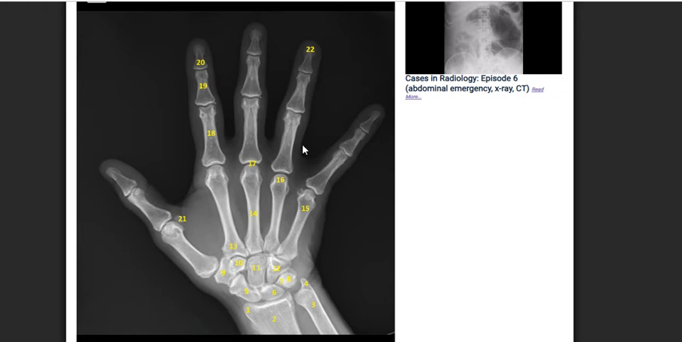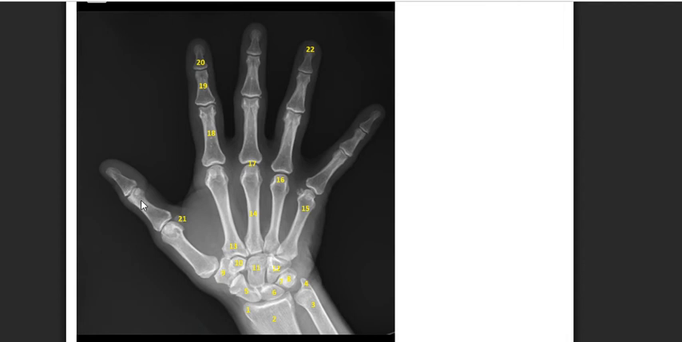Here's an example of a hand X-ray. Basic overview of the anatomy. We've got the distal radius, the distal ulna, the carpal bones. More specifically, we'll cover in the wrist module, metacarpals, and the phalanges. In the second, third, fourth, and fifth, we've got the distal, middle, and proximal phalanx. And in the thumb, we only have two phalanges, the proximal and distal phalanx.